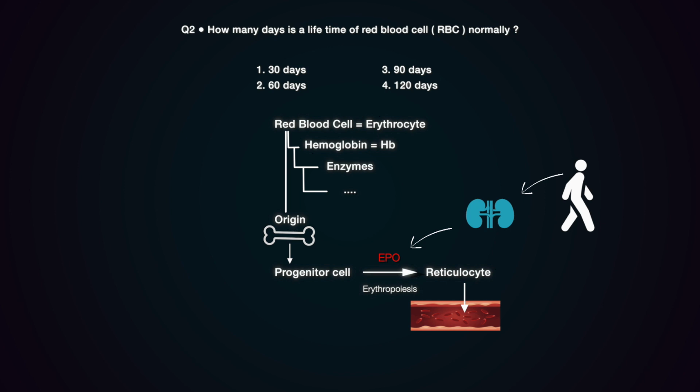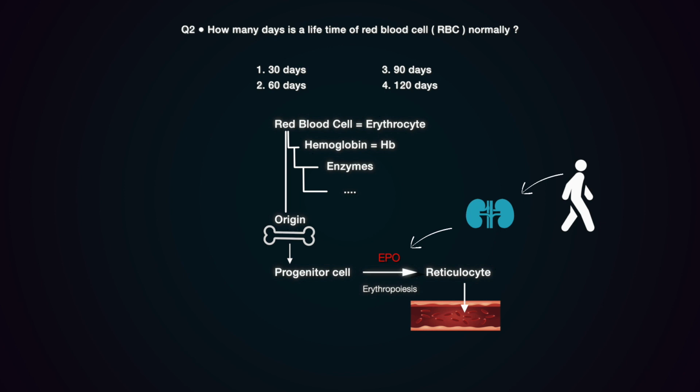Other hormones play the role. For instance, thyroid hormone and androgens. Maybe the androgens are the suggestive cause for the more amount of red blood cells in men rather than women. After 3 days, reticulocytes enter the bloodstream and convert to mature red blood cells. In a normal status, the absolute reticulocyte count is 50,000 per microliter.